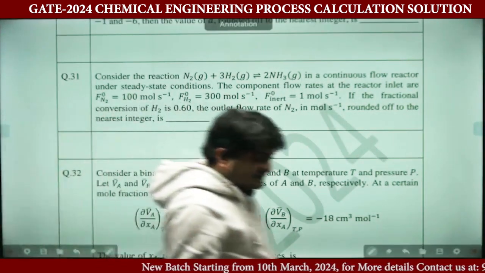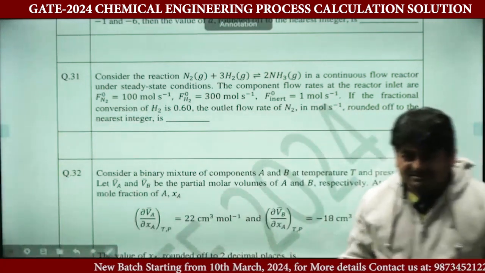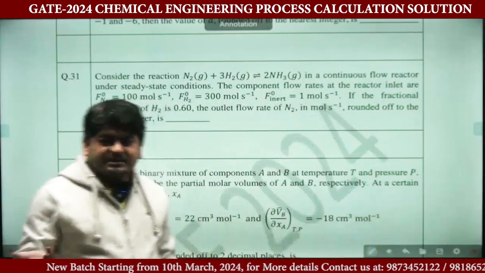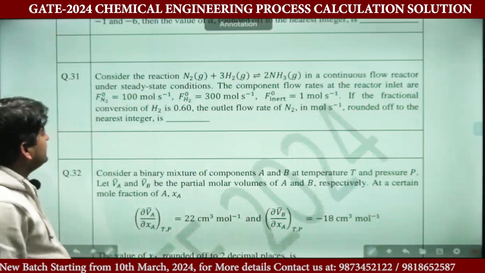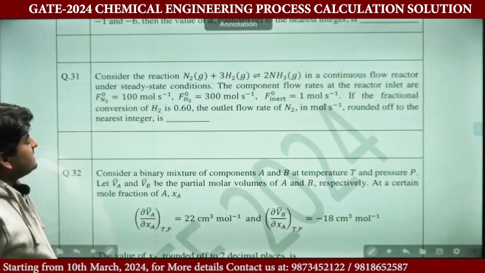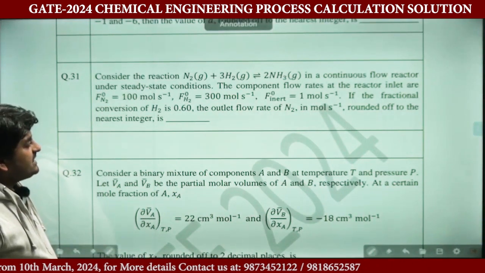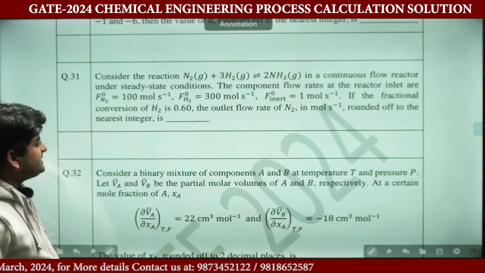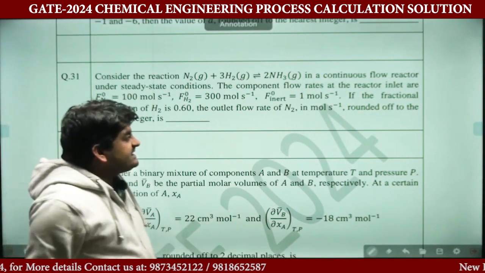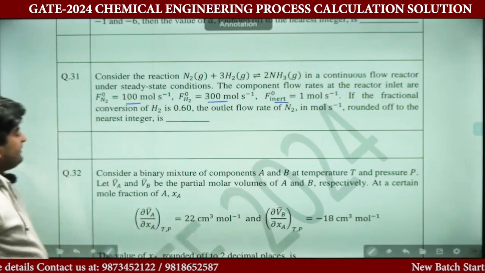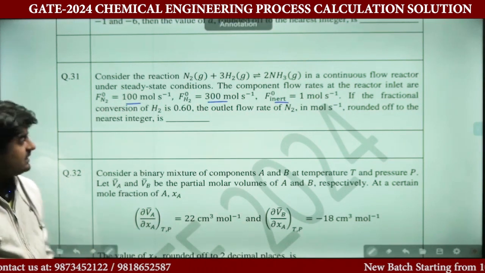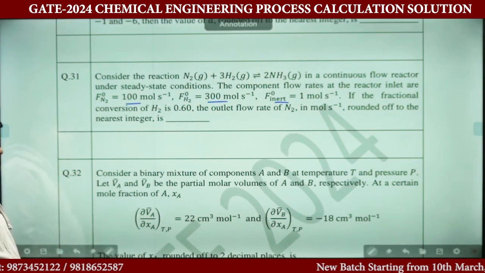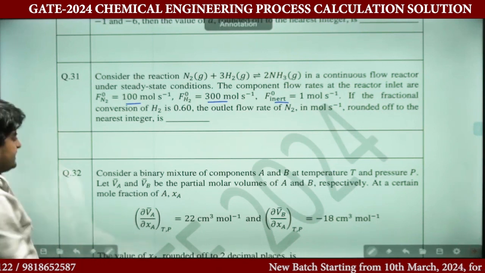And like every year, this year also all 3 questions were very easy. Means if you just read the question, you will get the answer. So the first question: consider the reaction N2 plus 3H2 gives 2NH3 in a continuous flow reactor under steady state condition. The component flow rates at the reactor inlet are given. If the fractional conversion of hydrogen is given, what will be the outlet flow rate of nitrogen? They are asking. So it is very easy.